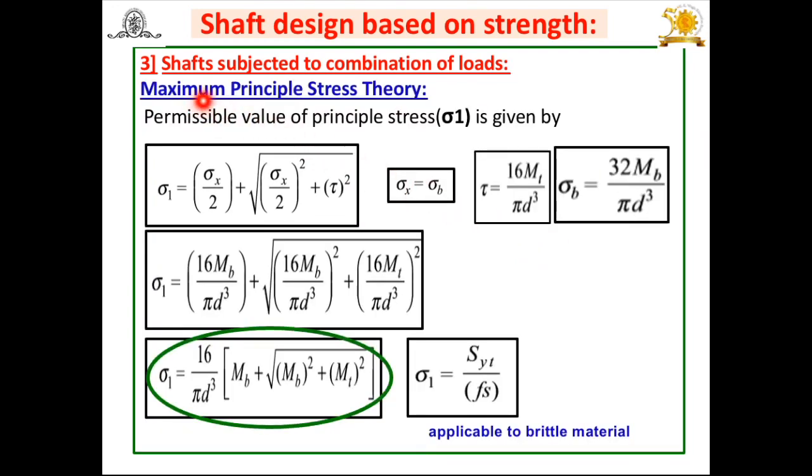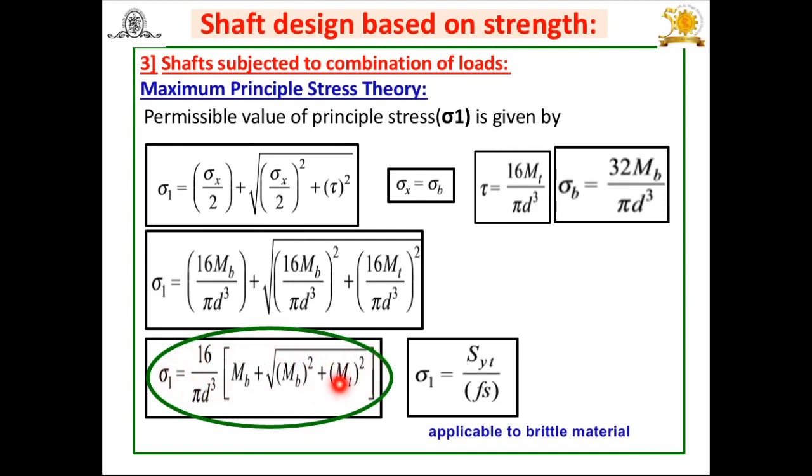The other theory means the maximum principal stress theory. According to this theory, sigma 1, the principal stress, which we have already calculated using the Mohr circle, is sigma 1 equal to sigma x by 2 plus under root (sigma x by 2)² plus tau². Now in this case, when the shaft is subjected to combined twisting and bending moment only, there is no axial load, so sigma x is equal to sigma b. You can replace sigma x by sigma b. But what is sigma b? 32 Mb by pi d cube. And tau is equal to 16 Mt upon pi d cube. You can substitute these values here. After substituting and taking 16 upon pi d cube as common, sigma 1 is equal to 16 upon pi d cube times (Mb plus under root Mb square plus Mt square), bracket complete.